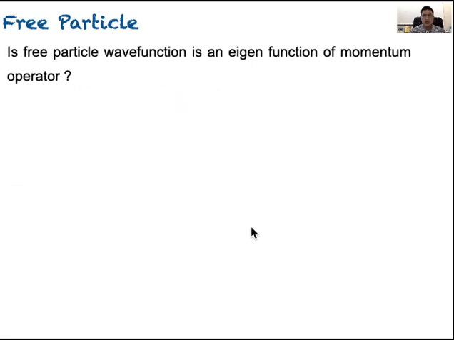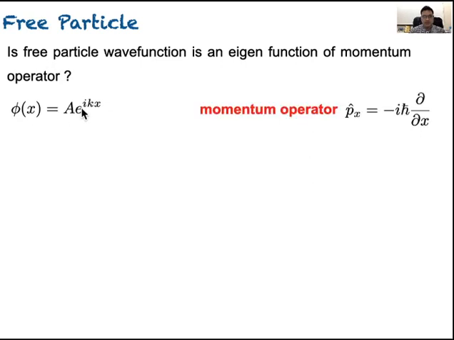Now let's ask the first question: is the free particle wave function an eigenfunction of the momentum operator? This is the wave function for a free particle, a e^(ikx), and this is our momentum operator. What you have seen in the last class is that the momentum operator px is defined as −iħ d/dx. We know that if this function is an eigenfunction of this operator, then it is supposed to give back the same eigenfunction times some value which we call the eigenvalue. So let's check it.